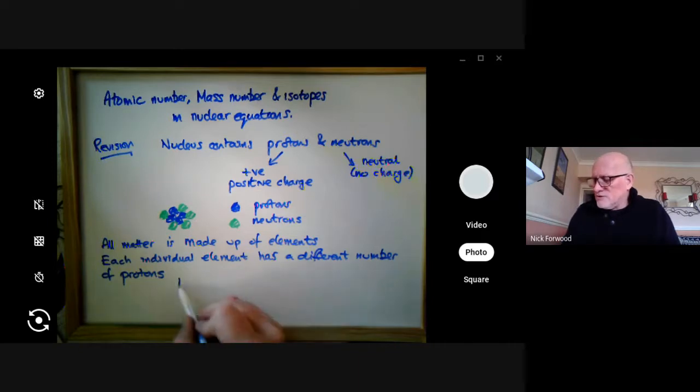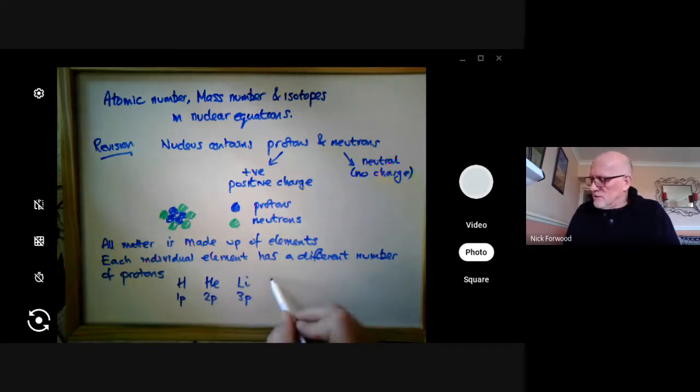So hydrogen has got 1 proton. Helium has got 2 protons. Lithium has got 3 protons. Boron has got 4 protons, and so on. You can go all the way through the periodic table. And the number of the element in the periodic table, as I've said, tells you how many protons there are.